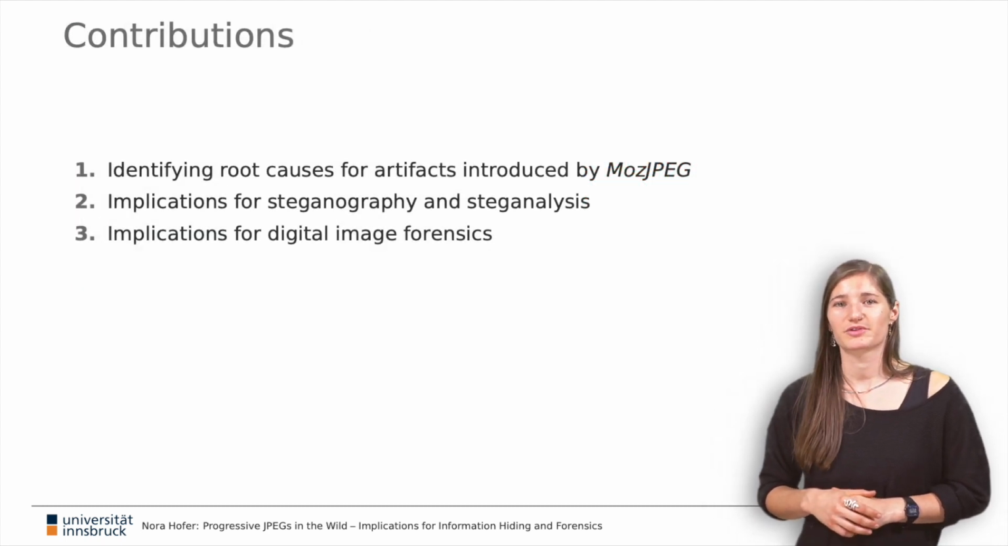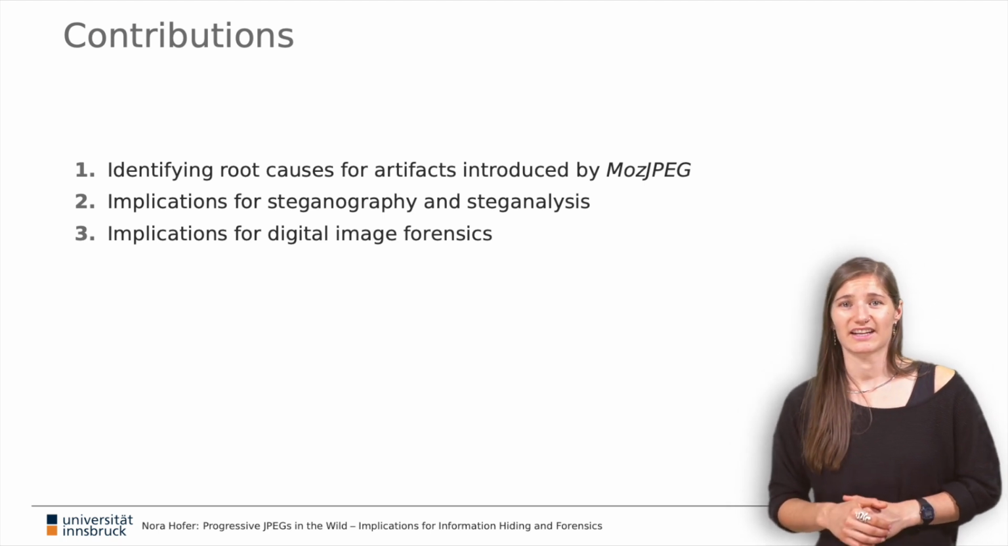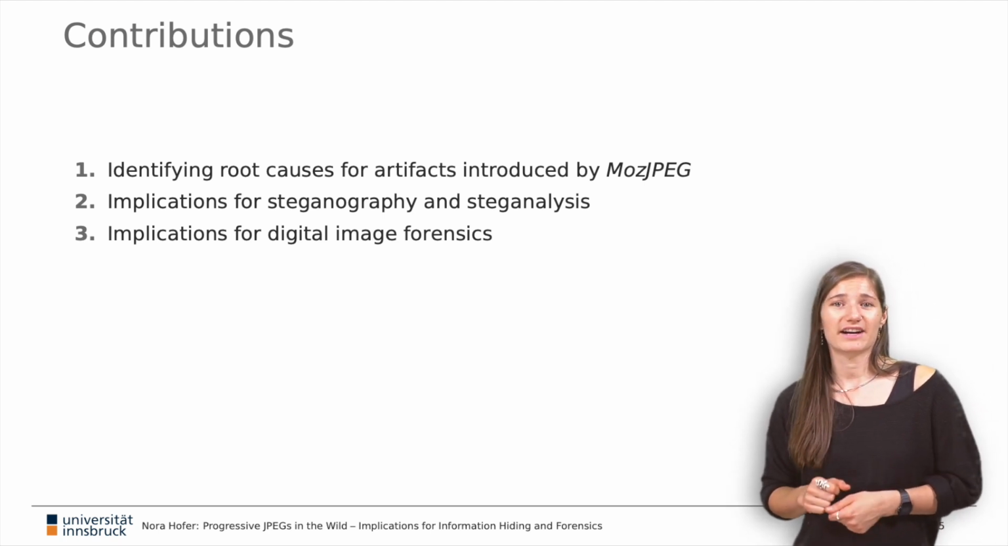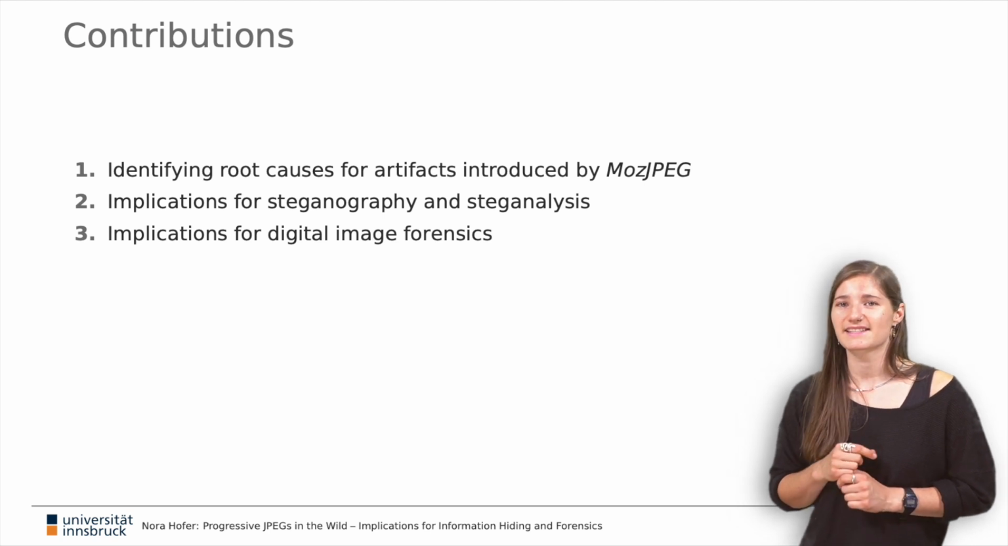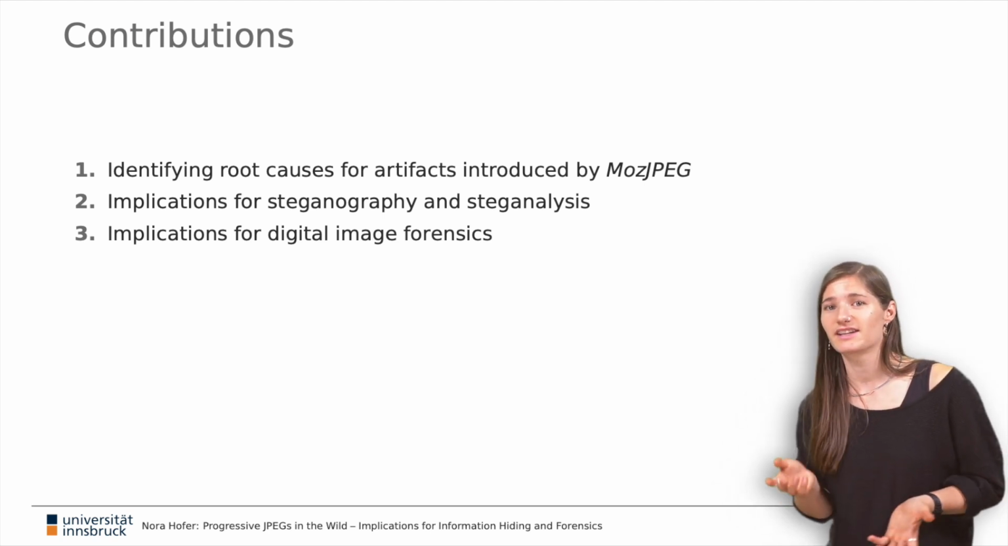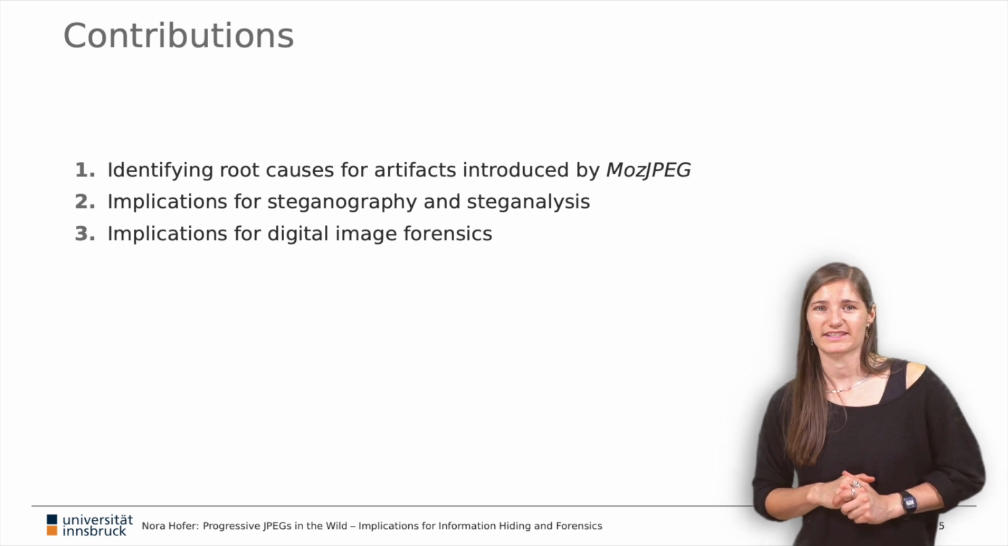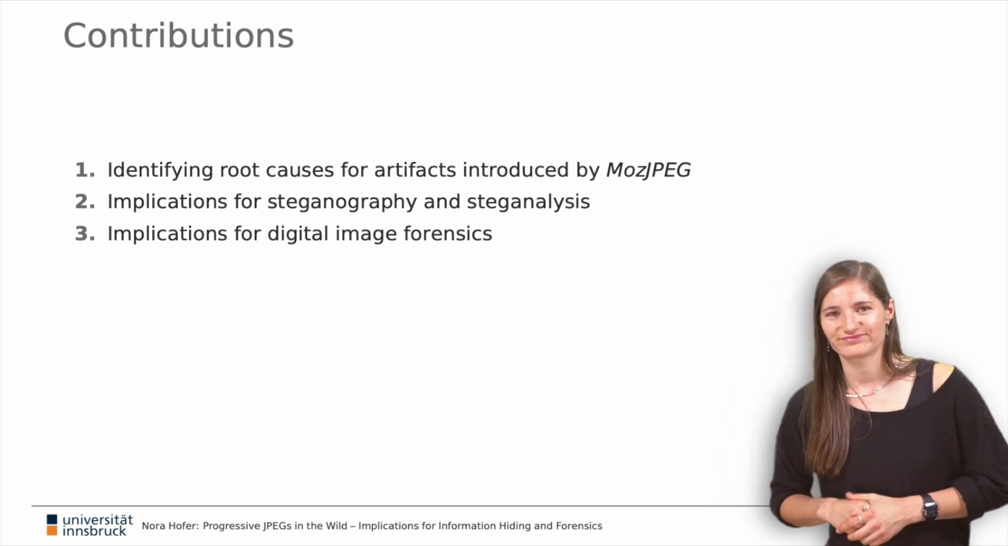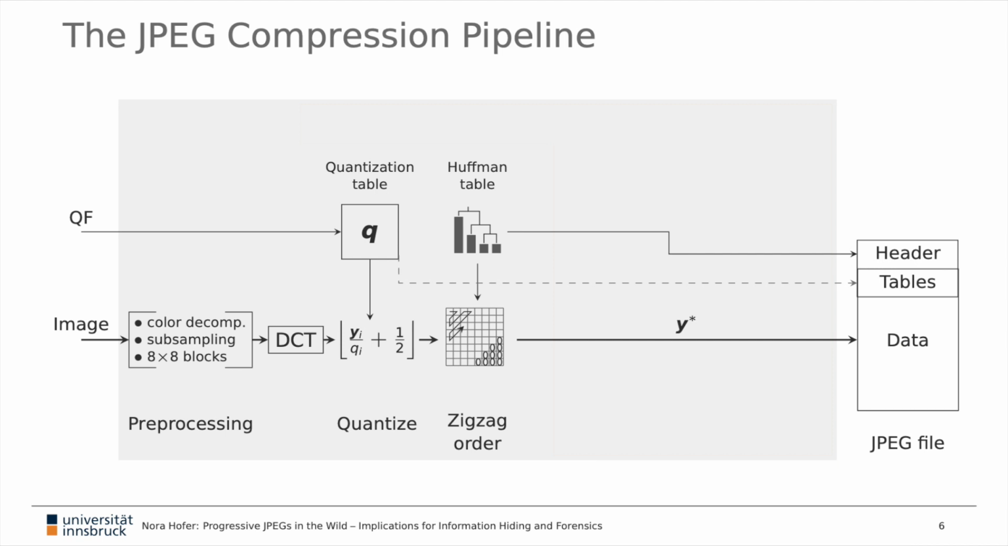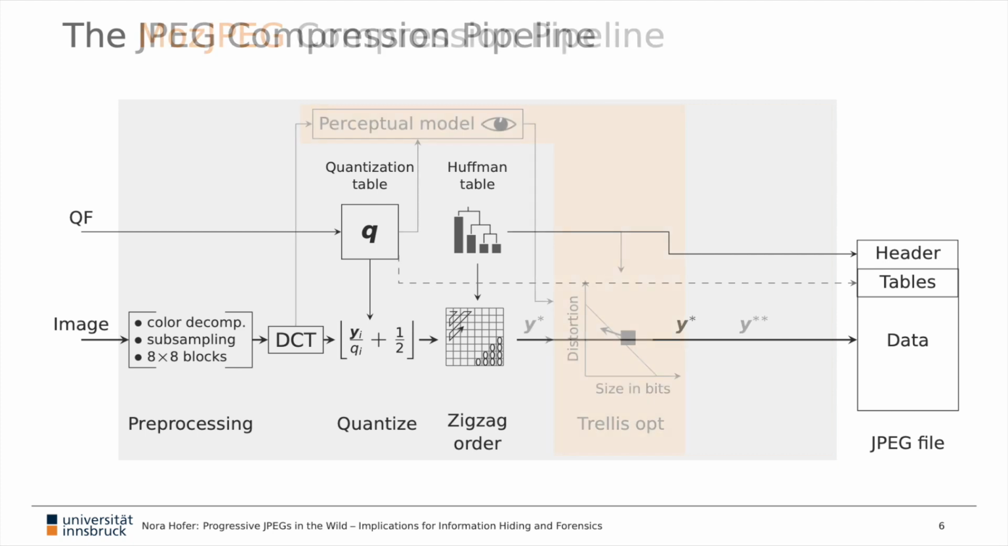We see our contribution to the field in a better understanding of the implications. We identified the origin of these differences and discuss how this may affect steganography, steganalysis, and digital image forensics. Let's see how. This diagram visualizes the baseline JPEG compression pipeline. We start with image processing, apply DCT, quantize and produce a bit stream by applying run length and Huffman encoding before we store the data to a file.